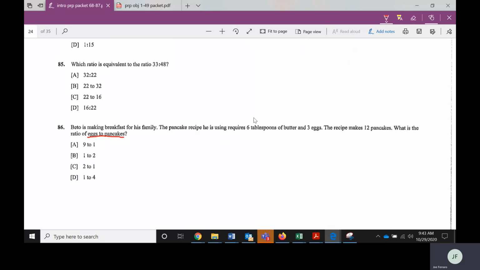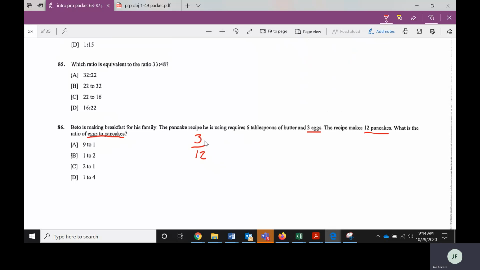So all these go together, 6 tablespoons of butter and 3 eggs. That is what is needed to make 12 pancakes. So eggs to pancakes. Now the order that they tell you the numbers means nothing. Like here, they give you a 6 first. That's not even in the problem. Okay. They could change this and say, to make 12 pancakes, we need 6 tablespoons of butter and 3 eggs. The answer is still the same because the question specifically says eggs to pancakes. So we would use 3 eggs to get 12 pancakes.